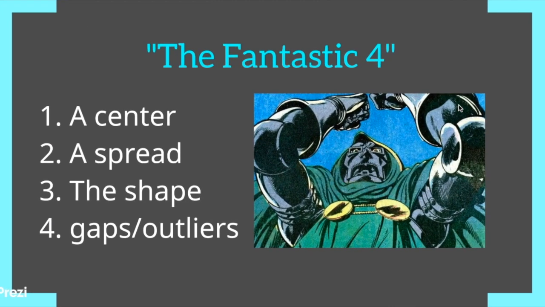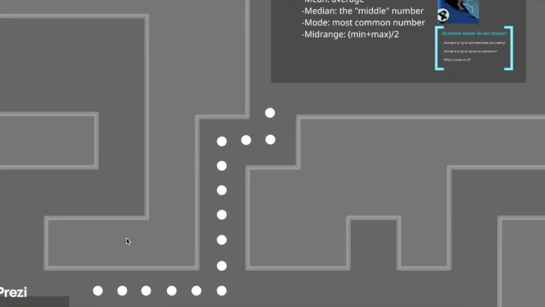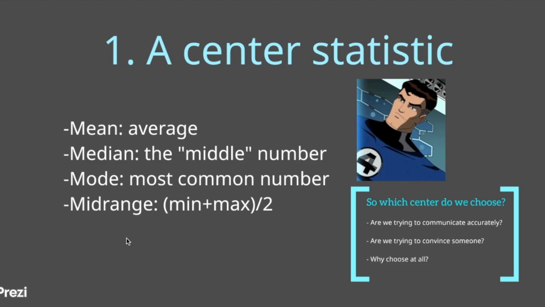All right, let's get into what goes into making a complete description. I like to call these the Fantastic Four, which I borrowed from the Marvel comics. And the Fantastic Four for describing data, to give a fantastic description, would be to provide a center, a spread, the shape, and number 4 would be any gaps or outliers or anything strange with the data. So let's begin by looking at a center statistic for the data description.